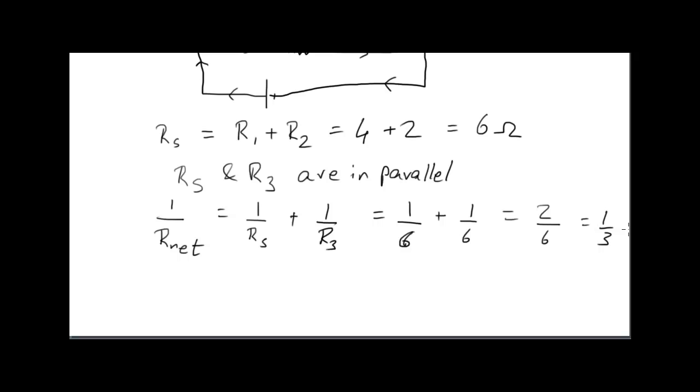Now the answer is not 1 by 3. I told you this is in the reciprocal, so you need to bring this up. So the final answer, R net, is equal to 3 ohms. What we have done is we have reciprocated this. R net goes to the top, so even 3 goes to the top, and this is your final answer.